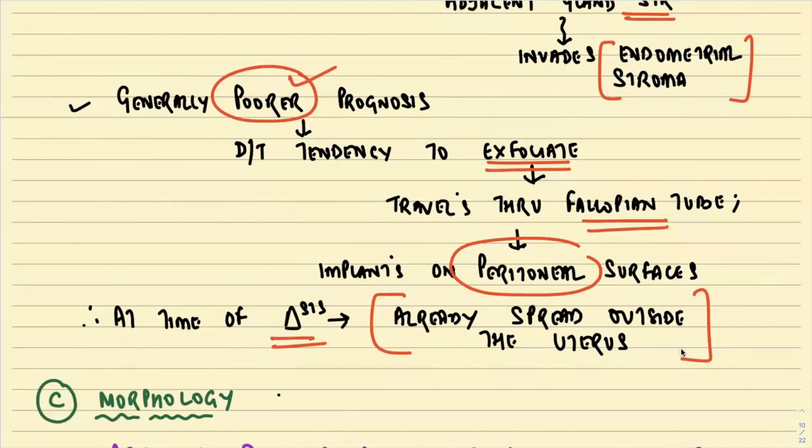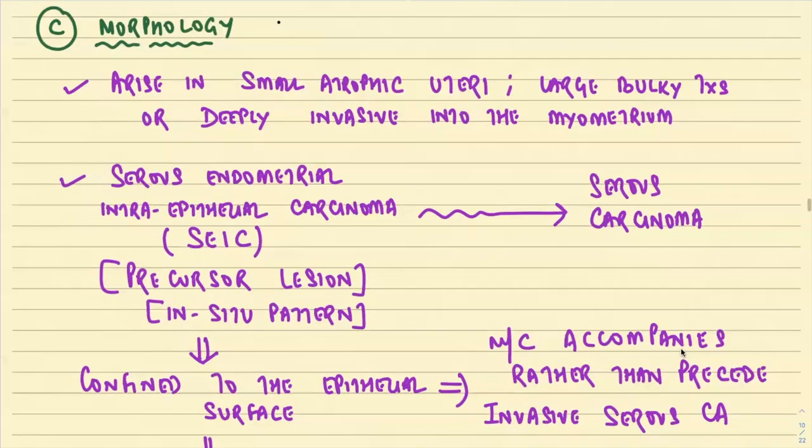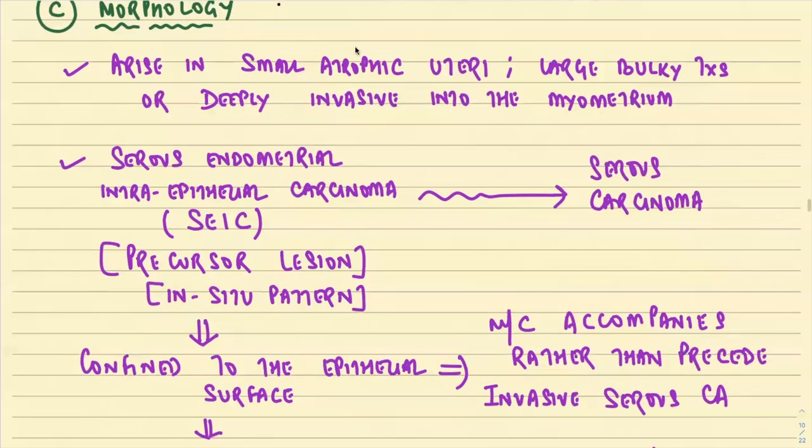It can enter the peritoneum and cause widespread metastasis at the time of diagnosis. Looking at the morphology of this kind of tumor, it is arising in the setting of a very small atrophic uterus. These are large bulky tumors, or sometimes they might be deeply invasive into the myometrium, or sometimes they might grow into the endometrial cavity. And as I told you, the precursor lesion for the same is SEIC.